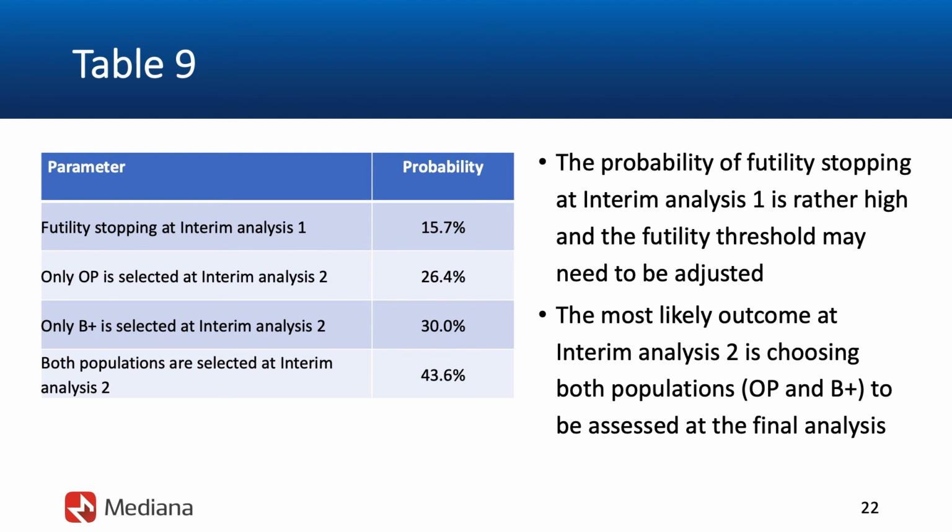It shows the probability of terminating the trial for futility or lack of efficacy at the first interim analysis. I would like to remind you that this futility stopping rule is set up using conditional power for the overall population of patients. And we see here in the very first row of this table that this probability is actually quite high. It's over 15%.